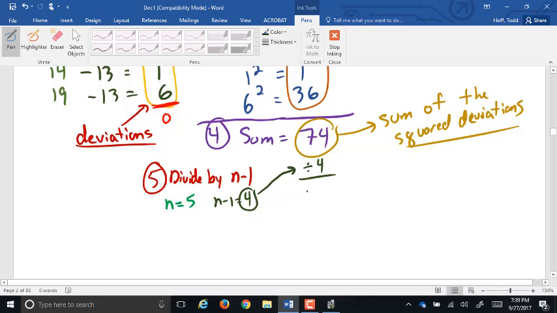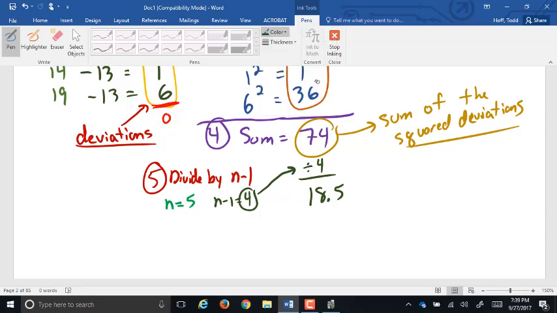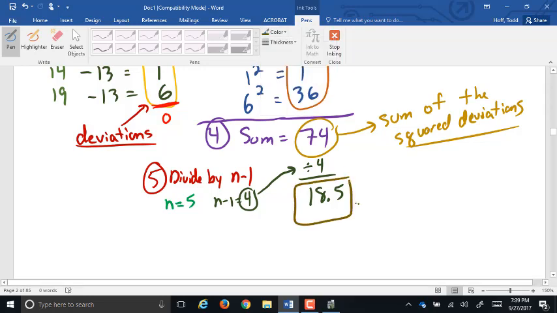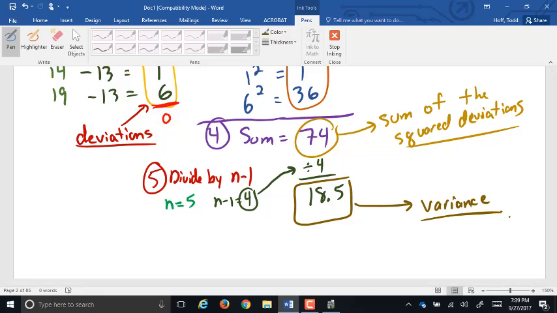So that ends up being, what, 18.5? Is that right? That magic little number we found right there. By 4, yes. So that result we get there after we divide by n minus 1, that is the variance. It's a simple 5-step process to the variance. Notice the grin. Might have been a little sarcasm there.